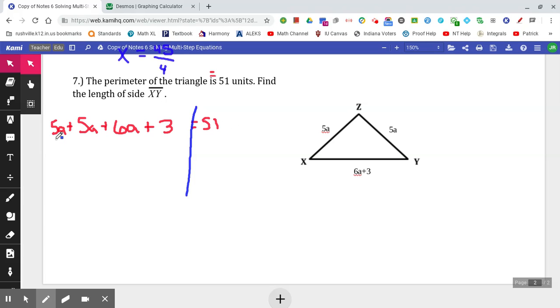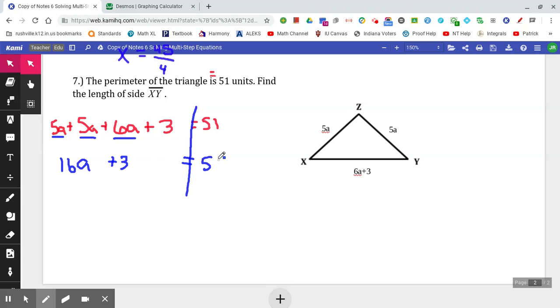On the left-hand side, notice we're saying 5a, 5a, 6a. Those all sound the same because they are like terms. So 5a plus 5a plus 6a, they all have a to the first power, so we're going to combine the numbers in front of them, called the coefficients. So 5 plus 5 is 10, plus 6 more would give us 16. So we have 16a, and then we still have plus 3, and then equals 51.